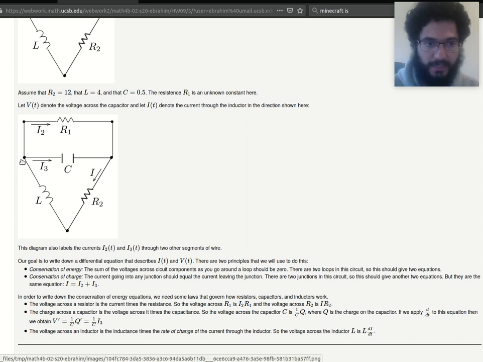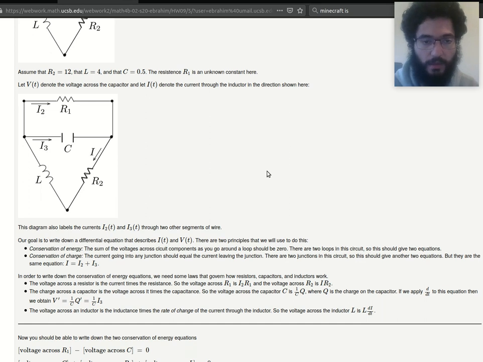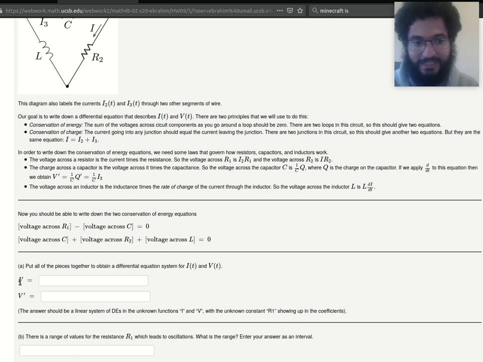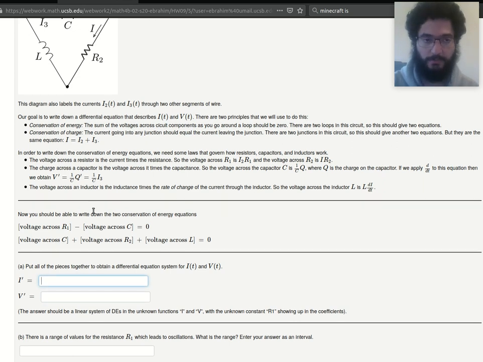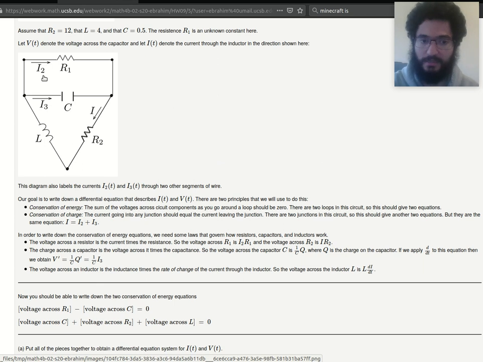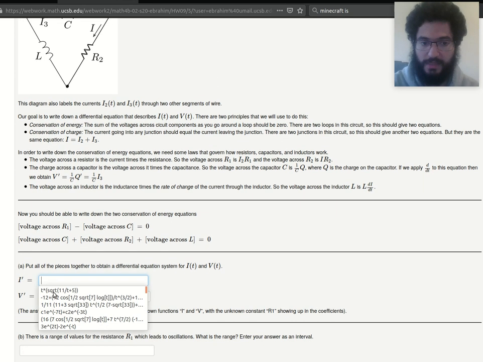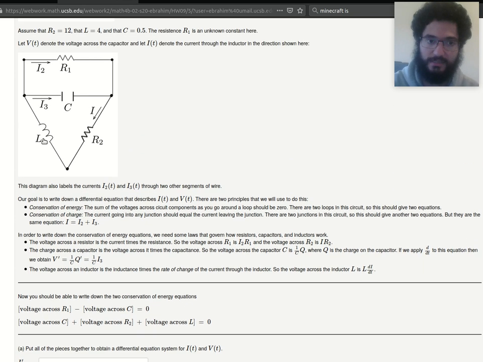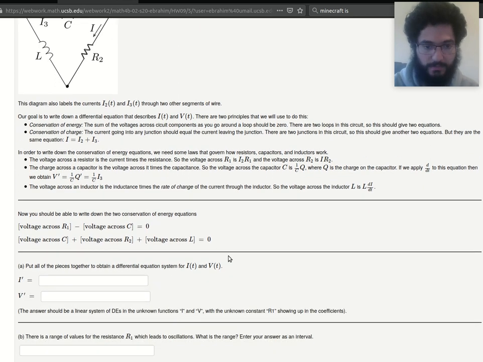I is the current through this segment. V is the voltage from here to there. The voltage difference from here to there. So in the end, your goal is to write down a system of differential equations in the unknown functions I and v. So you don't want to put in any other unknown functions here. So for example, I2 of t, that's an unknown function of time. You don't want that to be here. You only want to write in things involving I and v and the various constants like L, C, and R1 and R2.